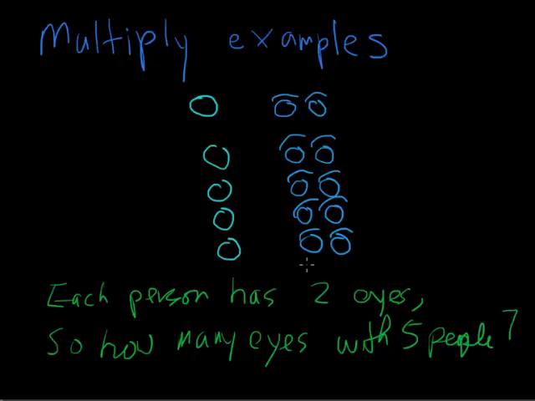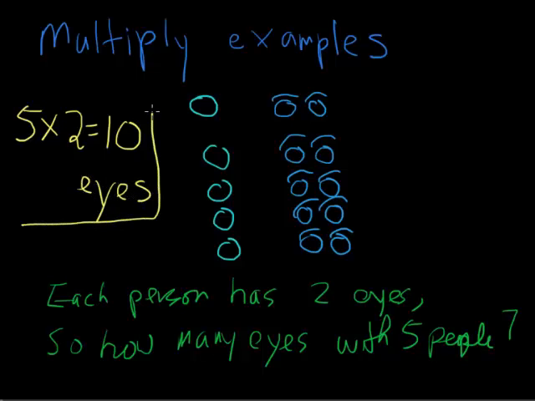Okay, so I think the answer is very clear, right? This is clearly an example of multiplication, because we're saying one person has 2, then you have more than 1, you have multiple sets, right? You got 5, so the answer should be 5 times 2 equal to 10 eyes. Okay, so that's an example of multiply.